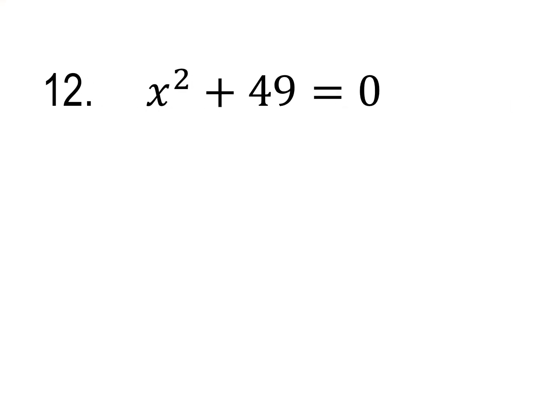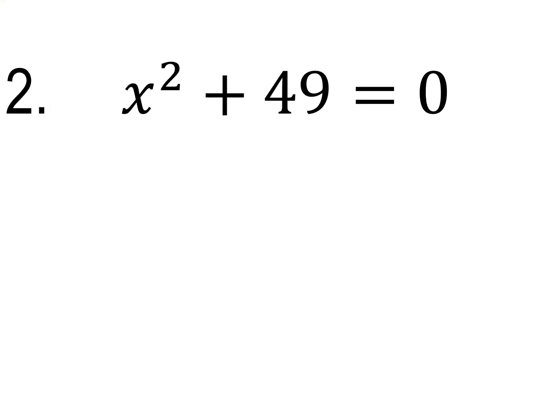Okay, the last one I want to do is number 12. We could use quadratic here, but how else can we solve? Subtract 49, move it to the other side. Since we don't have that b term here, and we only have just a single x squared, we can solve by isolating our variable. So we have x squared is equal to negative 49. What do we do next? Square root both sides to get rid of the squared.